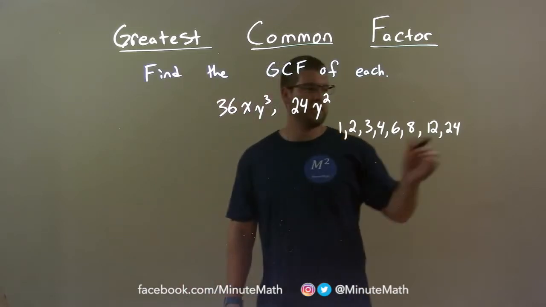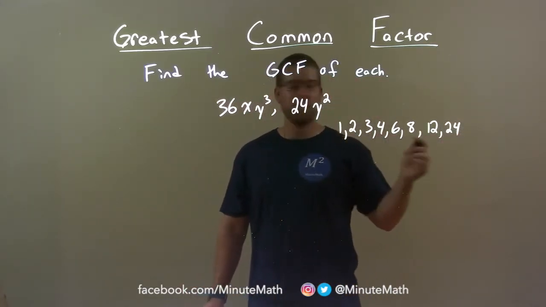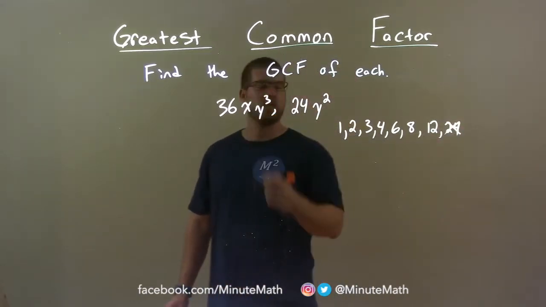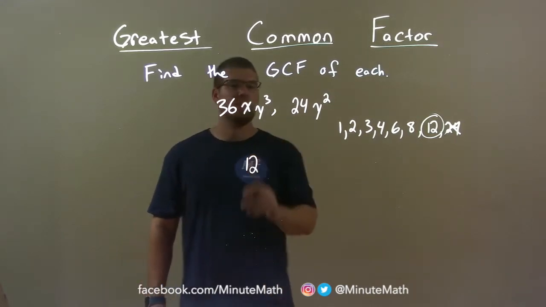That also goes into 36. Well, 24 can't go into 36 because 2 times 24 is 48, so we're out there. But 12 goes into 36 3 times, so we found a number fairly quickly. 12 here. Now let's deal with the variables.